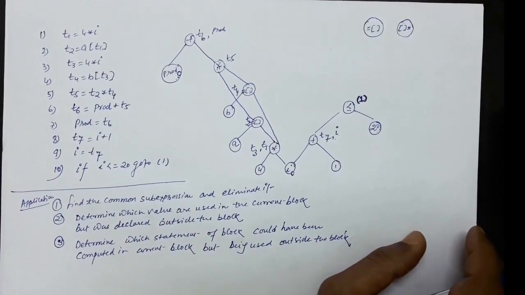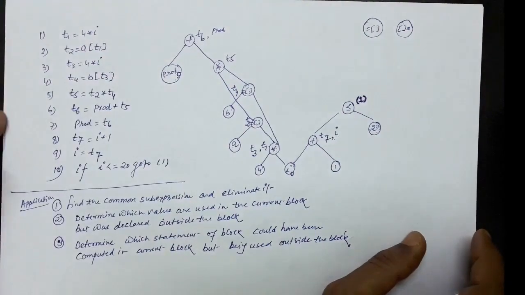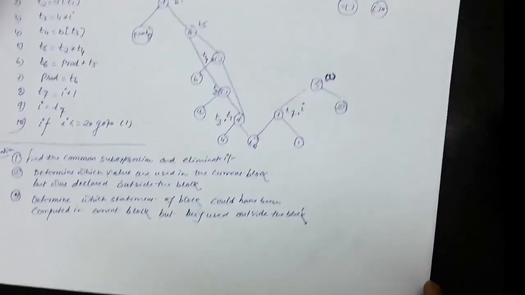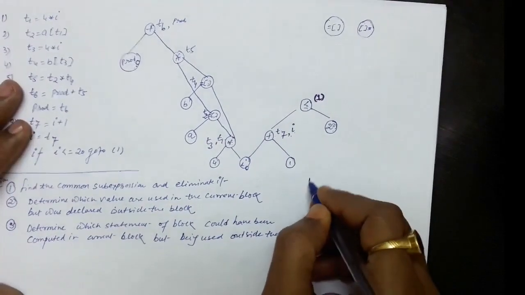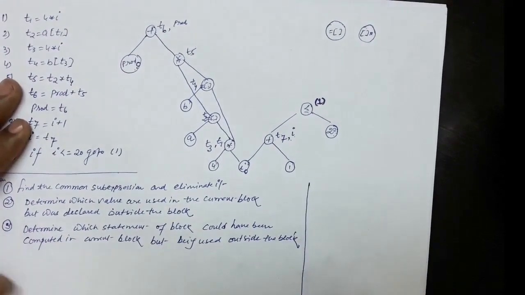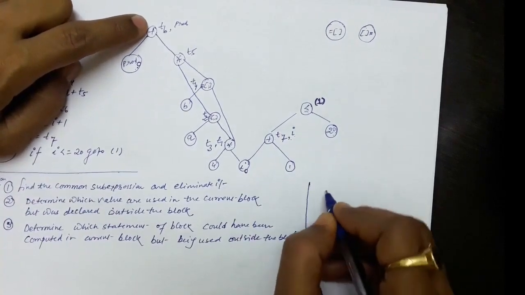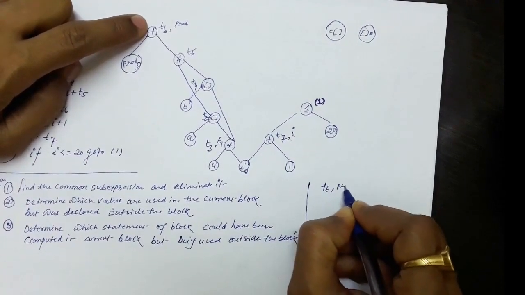Now for the 3 address code that we have already written here, let us find out what are the statements here in which there are multiple labels assigned. So what is this one? T6 and product.